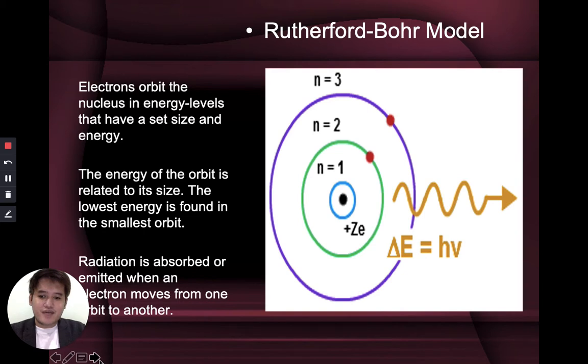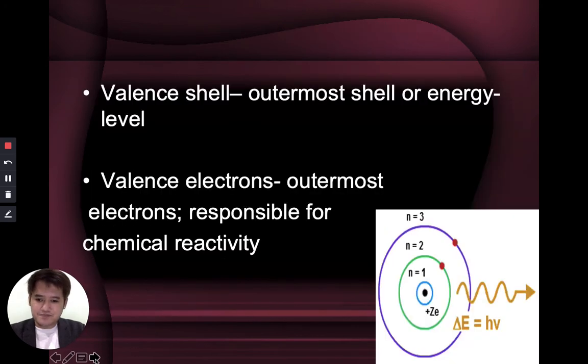Radiation is absorbed or emitted when an electron moves from one orbit to another. So, for example, this red electron here, if it moves a little bit higher, there is a specific amount of energy required for it to move an energy level higher up. And since there is a specific, fixed amount, that energy is said to be quantized. Okay, quantization of energy.